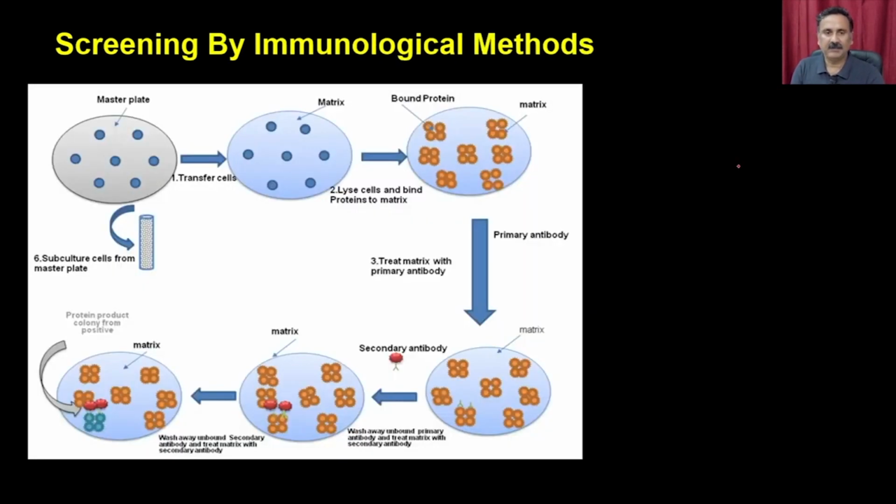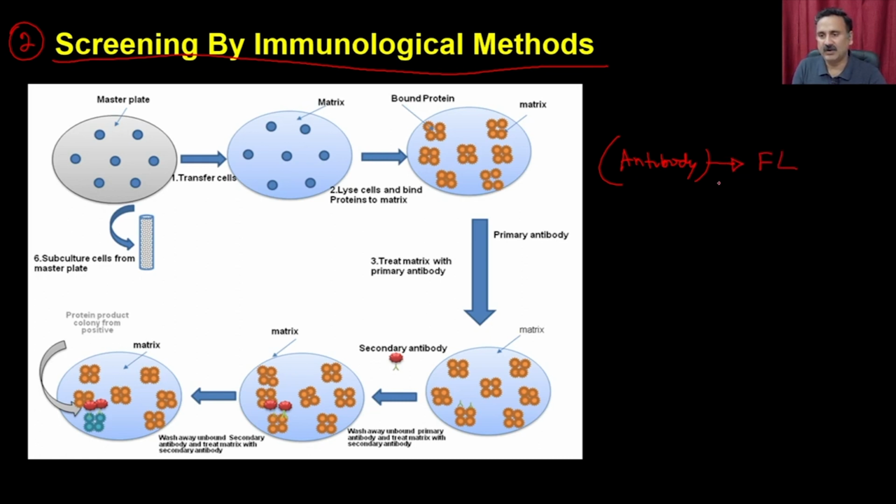Now the second method is screening by the immunological method. In the immunological method, you use the antibody as the probe. Antibodies can be tagged with an enzyme, or you can add a fluorescent label. The antibody can be tagged with a fluorescent dye, or it can be tagged with an enzyme such as HRP or alkaline phosphatase.